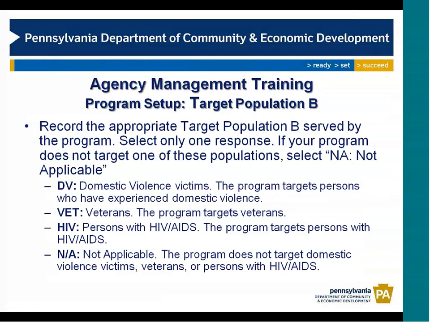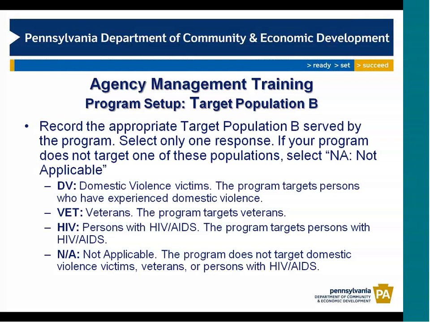Target population B is a required field and must be set up before creating a new program. It's more of a subpopulation, and it has one of 3 different choices. You've got domestic violence victims, which, since DV and VAWA specific programs can't be in the system, is probably never going to be chosen. There's VET for veterans, HIV for persons with HIV or AIDS, or NA, which is not applicable.